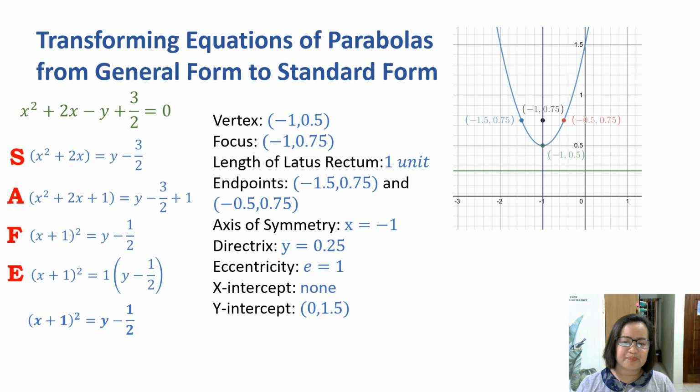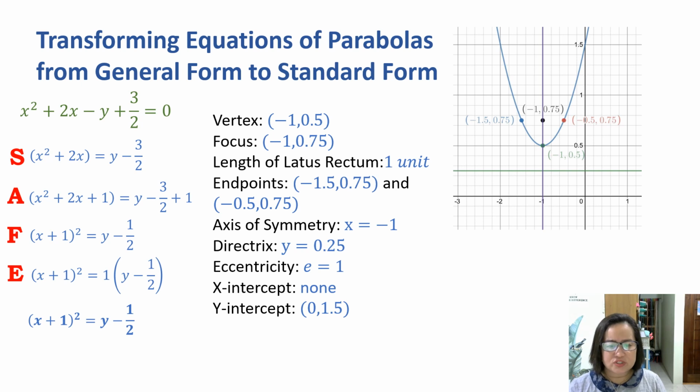Applying the same technique as in the previous example. Okay, vertex is at negative 1, 0.5. In order to determine the coordinates of the focus, we will add 1/4 or 0.25 to the ordinate of the vertex. Hence, we will get the coordinates of the focus, negative 1, 0.75.